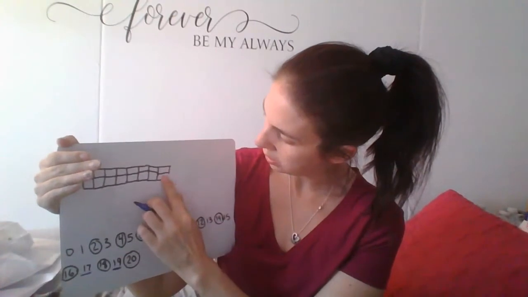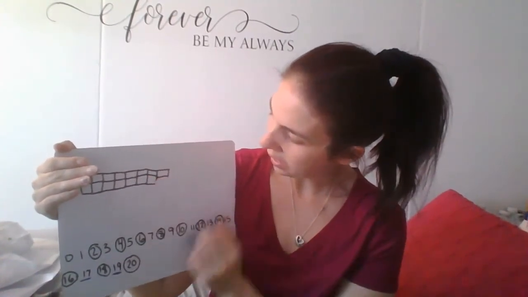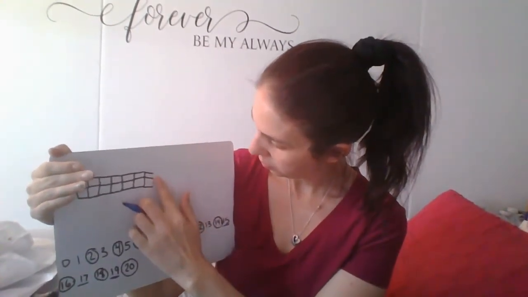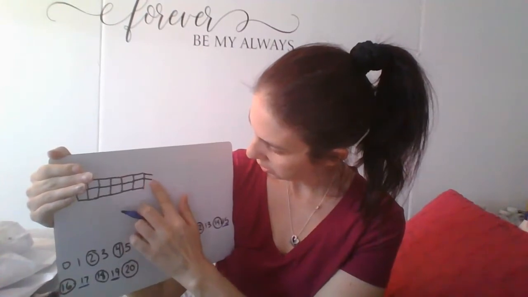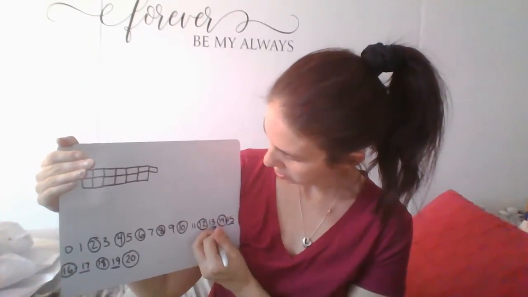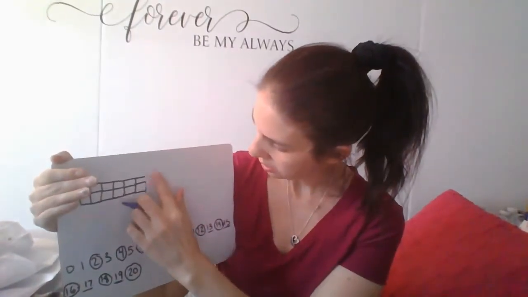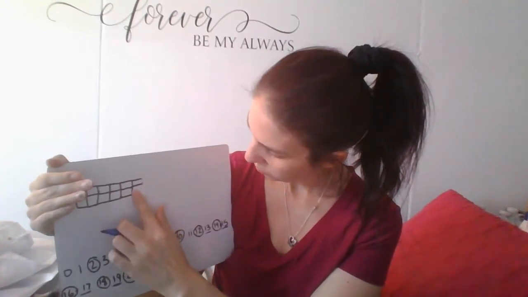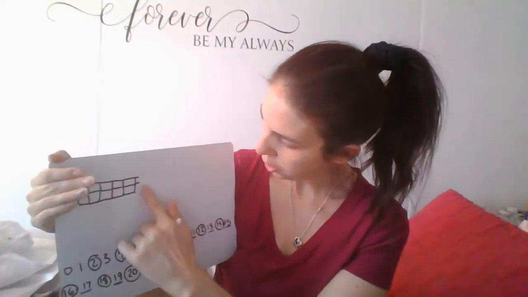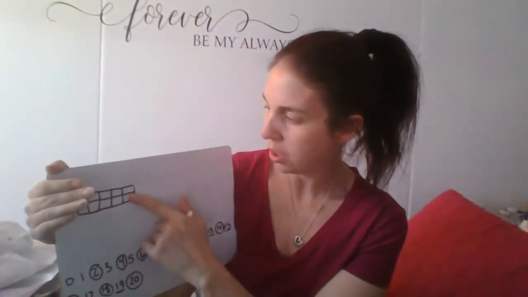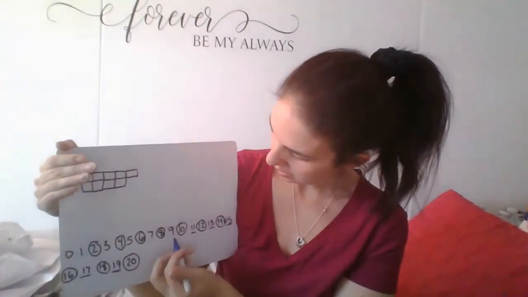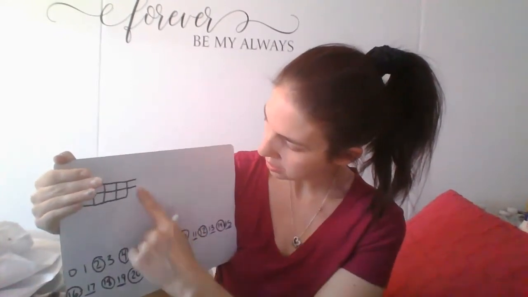And take away one more, now we have 15, which is odd. Take away one more. I messed it up a little bit. We're at 13, which is odd. Now we're at 11, odd. Notice when there's one extra, that's how we know it's an odd number. Okay, now we have 9, which is odd.